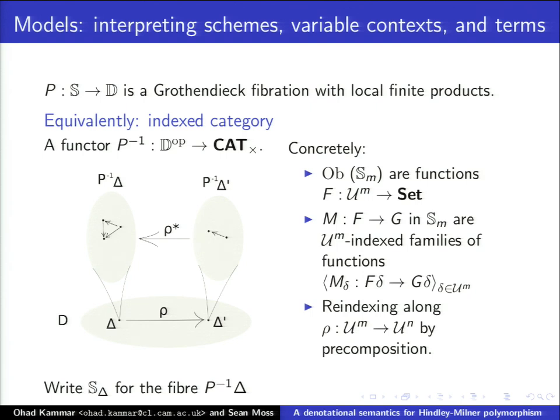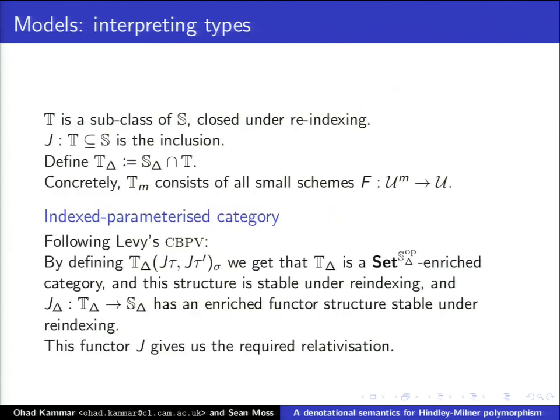So I'm going to write S delta for things that live over delta. Now comes the different bit. So far it was just system F. So now comes the different bit. We designate a subclass of S, which we call the types. All the small sets rather than the large sets. And we're going to take the inclusion from T to S. This is just an inclusion. This is a very set-theoretic definition.